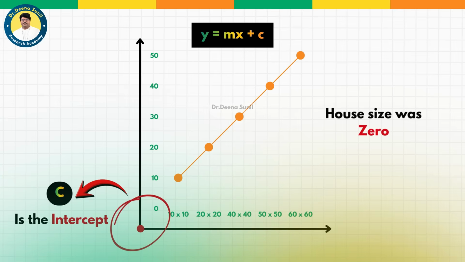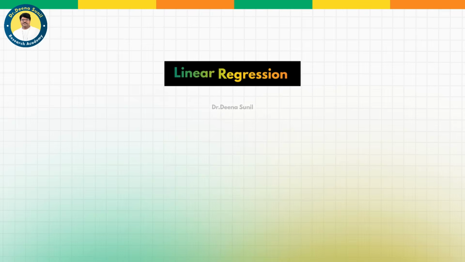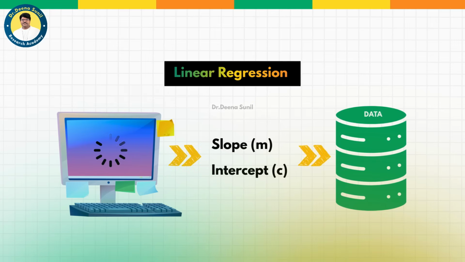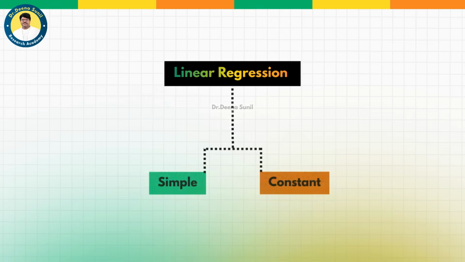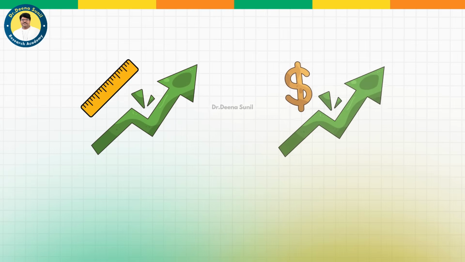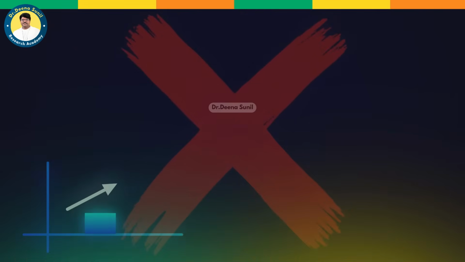Even if your house size was 0, which is impossible, but stick with me, there might be a base cost just for the land. So linear regression is just the computer searching for the perfect slope M and intercept C to fit your data. Linear regression is great where the relationship is simple and constant, if one thing goes up and the other goes down at a steady rate. The problem, underfitting. But life isn't always a straight line.